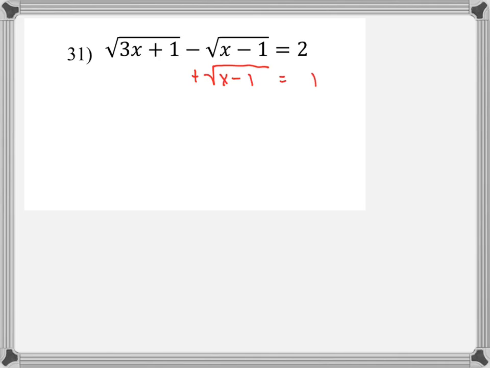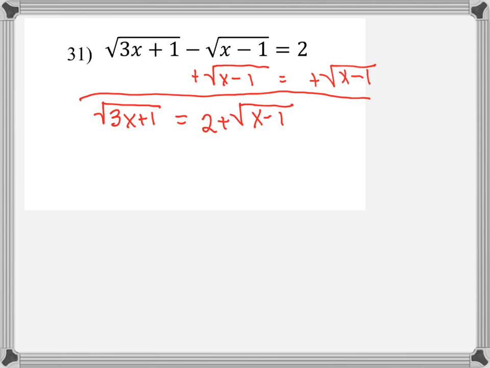So I will add the square root of x minus 1 to both sides. On the left, I'm left with the square root of 3x plus 1. And on the right, I have 2 plus the square root of x minus 1. Now I will square both sides. So on the left side, the square cancels out the square root, and I'm left with 3x plus 1.